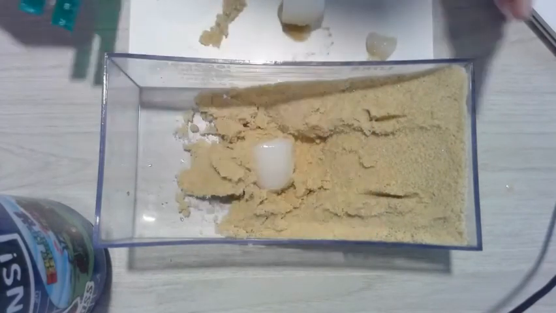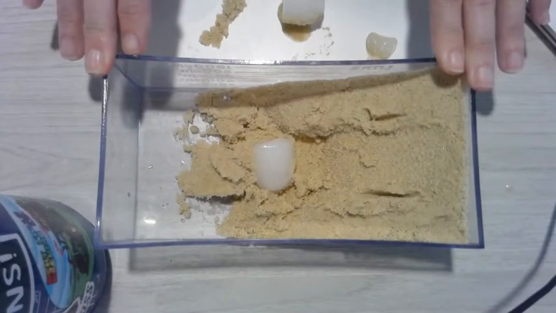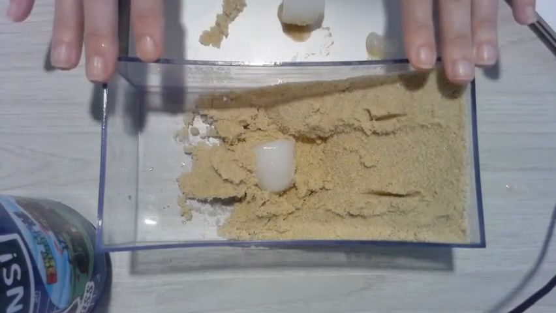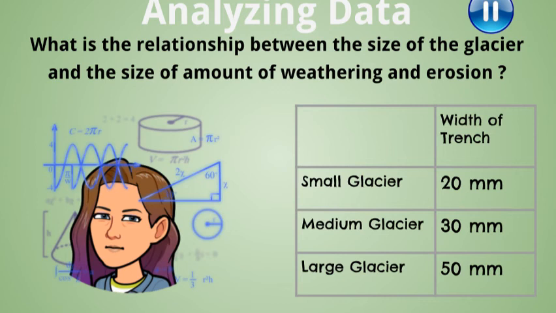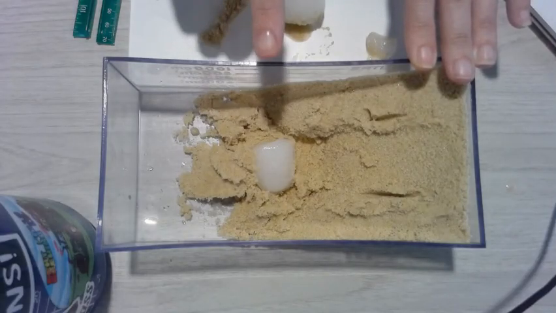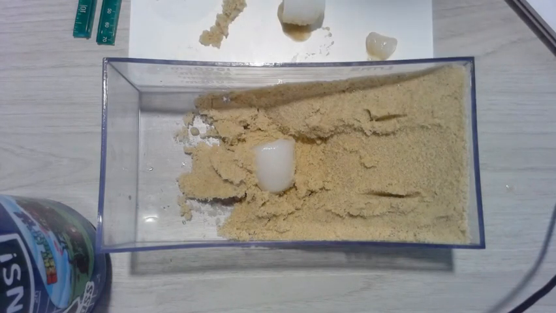So given that data, what's the relationship between the size of the glacier and the size of the trench or markings it leaves on the land as it travels? All right, make your final observations about the effect of large glaciers on the land, thinking about what we can see as well as what we can measure.